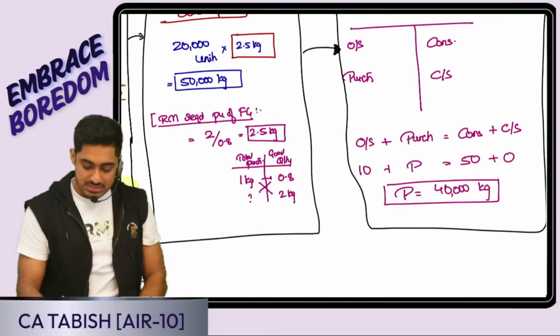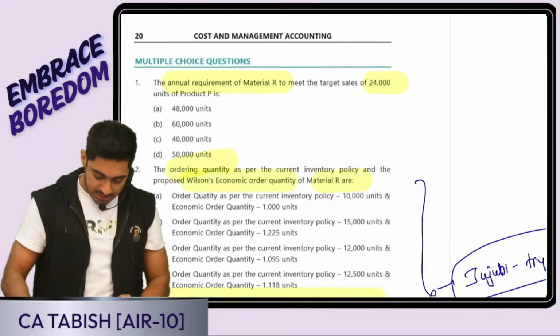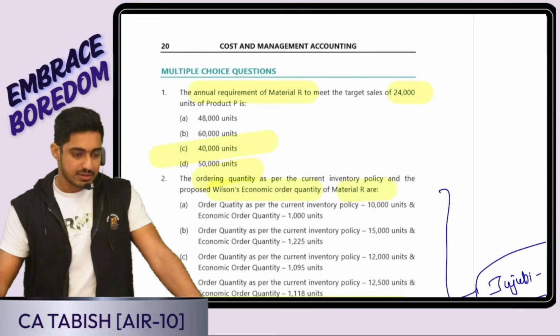Yes or no, everyone? That means the quantity of raw material to be purchased is 40,000. Beautiful question. The answer is going to be 40,000. Option number C. Is this clear, everyone?